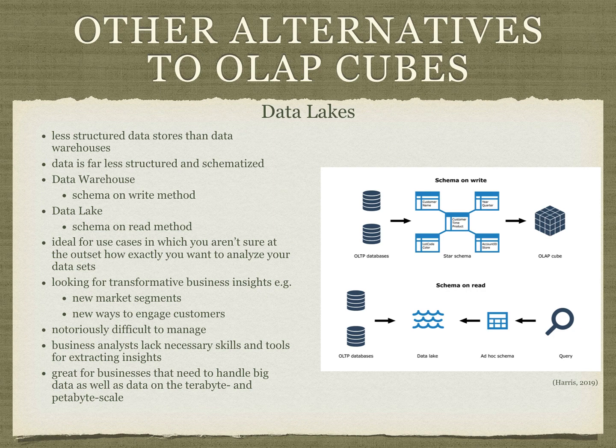Alternatives to OLAP cubes. The first one are data lakes. Data lakes are less structured data stores than data warehouses. Data is far less structured and schematized. Data warehouses use the method of schema on write, whereas data lakes use the method of schema on read, which can be seen in the visualization to the right of this slide.